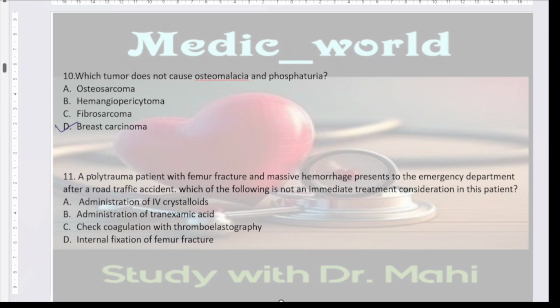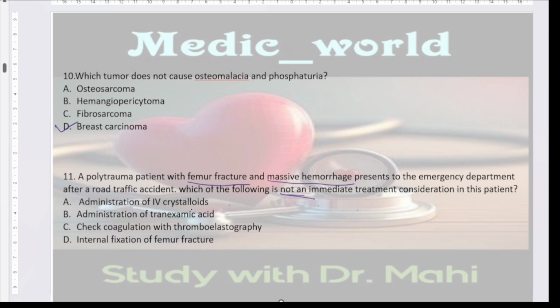Now, the next question is polytrauma patient with femur fracture and massive hemorrhage presents to the emergency department after a road traffic accident. Which of the following is not an immediate treatment consideration? The patient presents with femur fracture and massive hemorrhage.